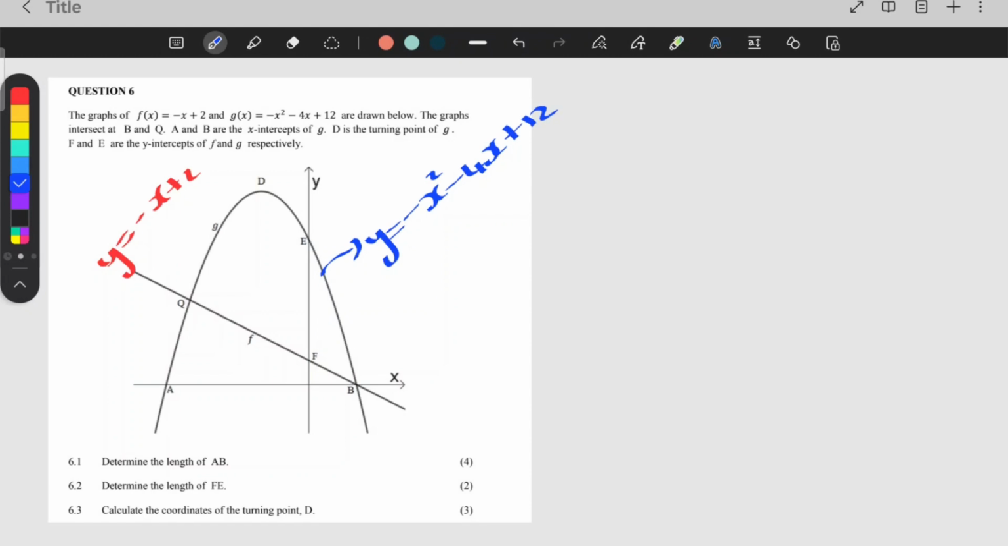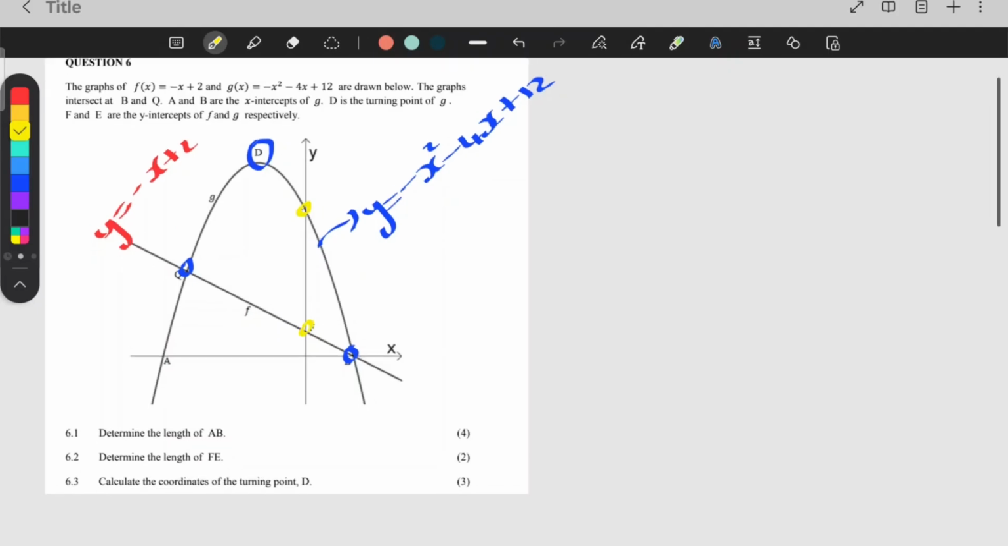Okay, the graphs intersect at B and Q. So B and Q are the points of intersection, and B is also the x-intercept of g. B is the x-intercept of both graphs. D is the turning point, so that's our turning point. F and E are the y-intercepts, okay? So there's E, there's F, they are the y-intercepts of the respective graphs.